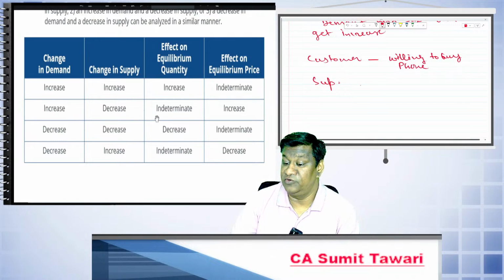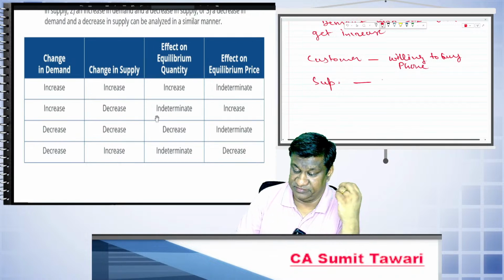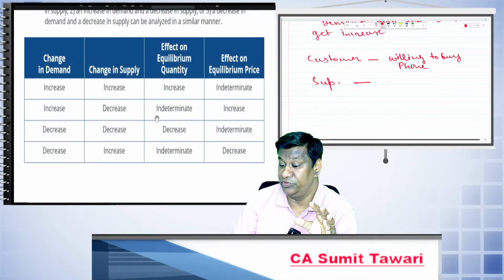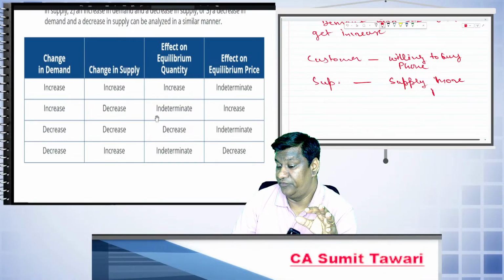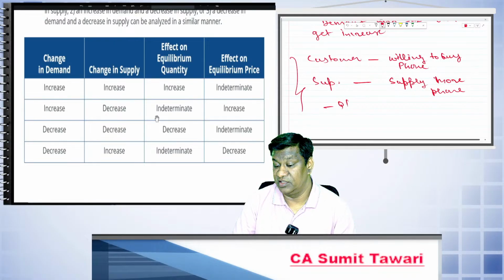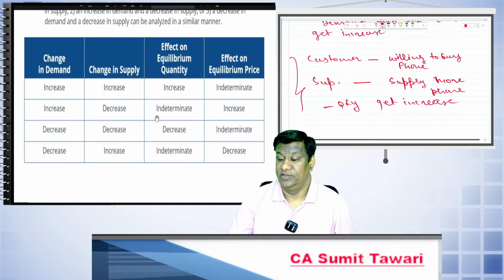Okay, the supplier knows now the people have additional income, so they can buy the phone. That's why he is also able to supply more quantity of phones. So one thing is clear: when the demand gets increased, the change in supply gets increased. That means the quantity gets increased.